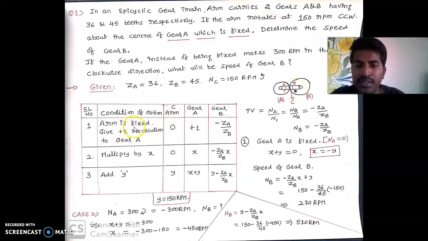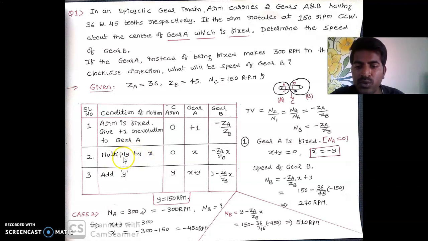Now arm is fixed, give plus one revolution to gear A. Now C is fixed, so it is 0. Gear A is plus one revolution, gear B is minus ZA by ZB. Just now I have explained N2 will be minus ZA by ZB, and this negative sign indicates both are rotating in the opposite direction.